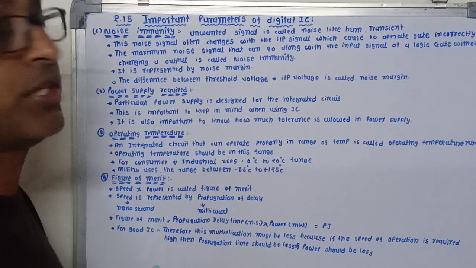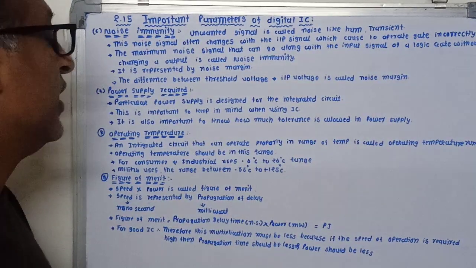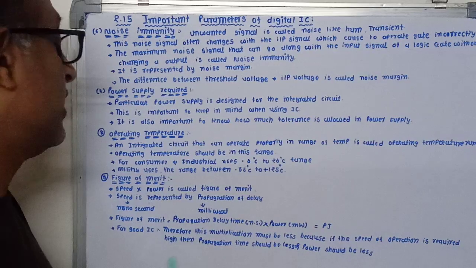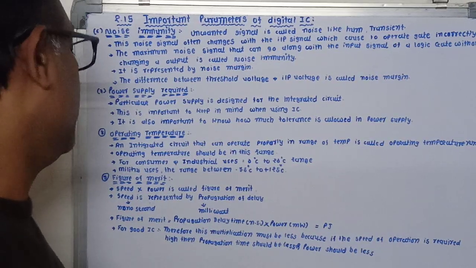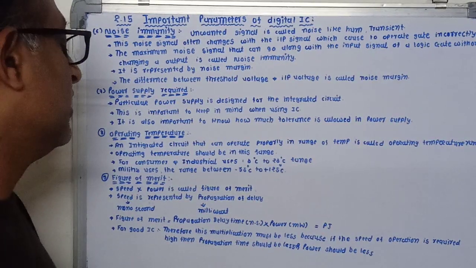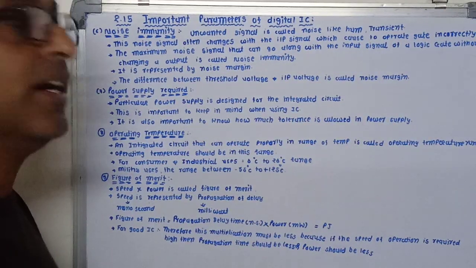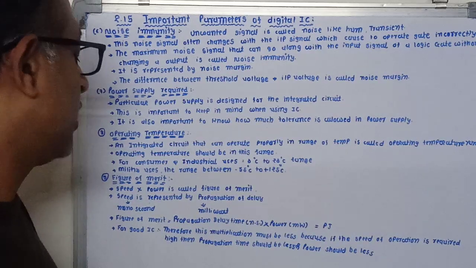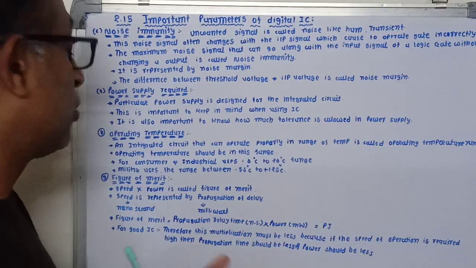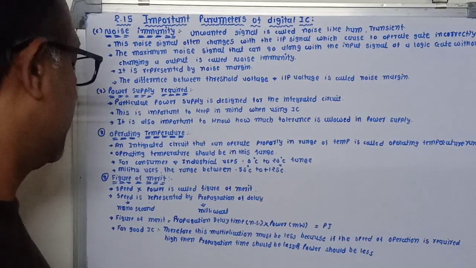Figure of merit, it is also a most important definition. The multiplication of speed and power is called figure of merit. Generally the speed is represented by propagation delay. The speed is measured in nanoseconds, while the power unit is milliwatt. So we can write figure of merit is the multiplication of propagation delay time in nanoseconds and power in milliwatts. So the unit of this figure of merit becomes picojoules.